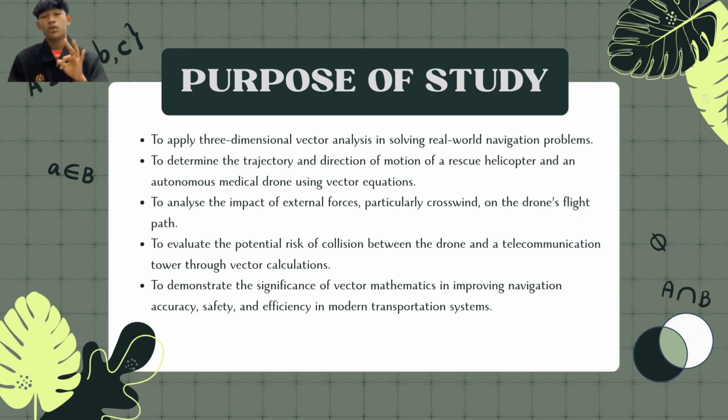The third objective is to analyze the impact of external forces, especially crosswind, on the drone flight path. Wind can change the direction of movement, so vector calculation helps us to determine the new direction. And the fourth objective is to evaluate the potential collision risk between the drones and the telecommunication tower. By analyzing these coordinates and vectors, we can predict whether the drones might collide with the obstacles.